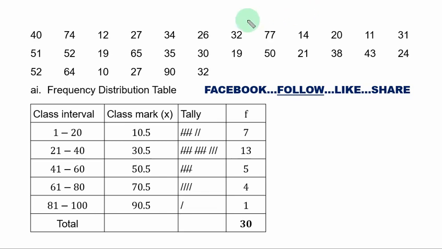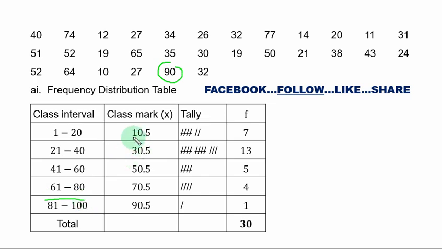In that table, the first column is the class interval. Already a pattern is given to you: 1 to 20, 21 to 40. The next one becomes 41 to 60. For you to know the extent to which the class interval will go, you need to get the highest score, that is 90. So if you go in that order, you will have 81 to 100.